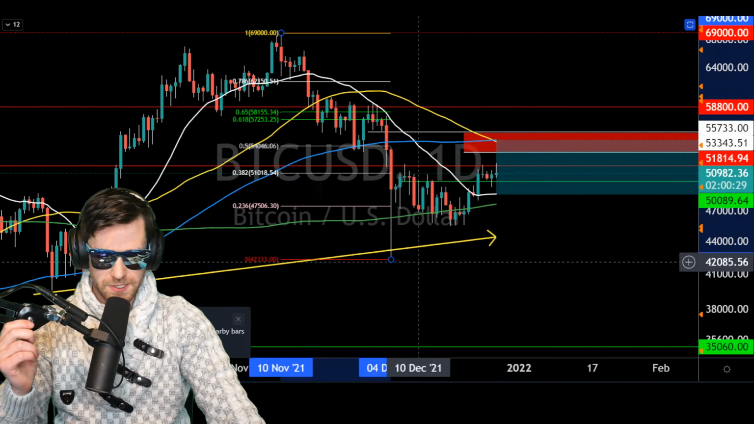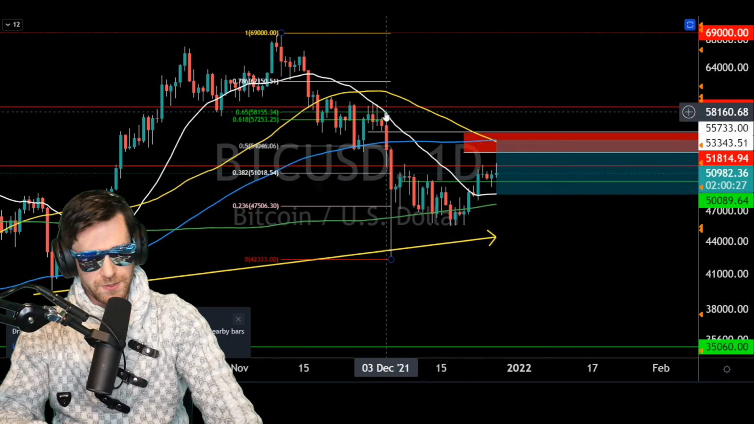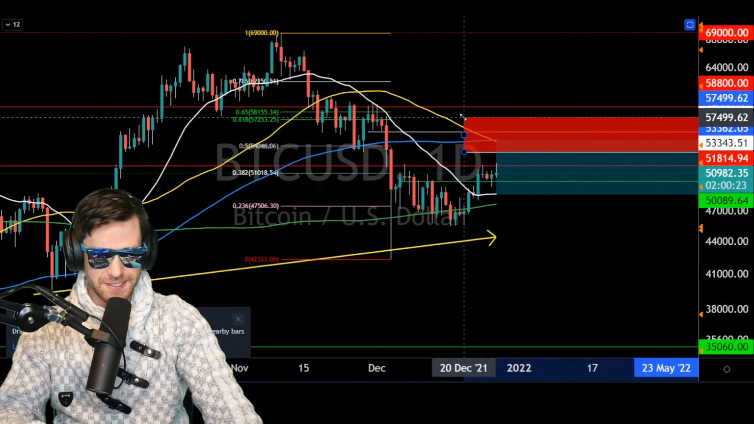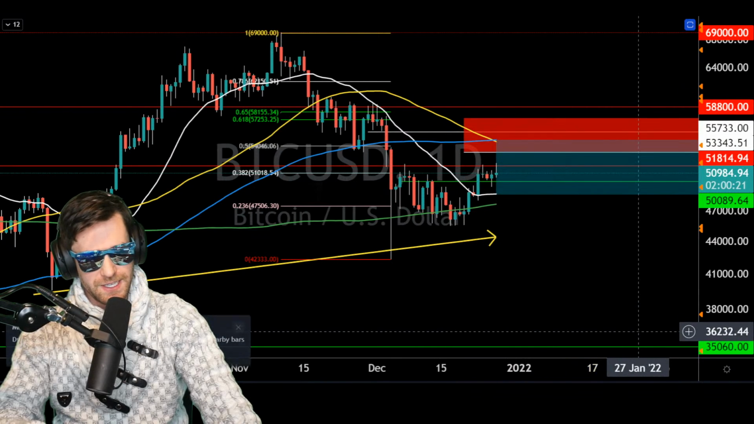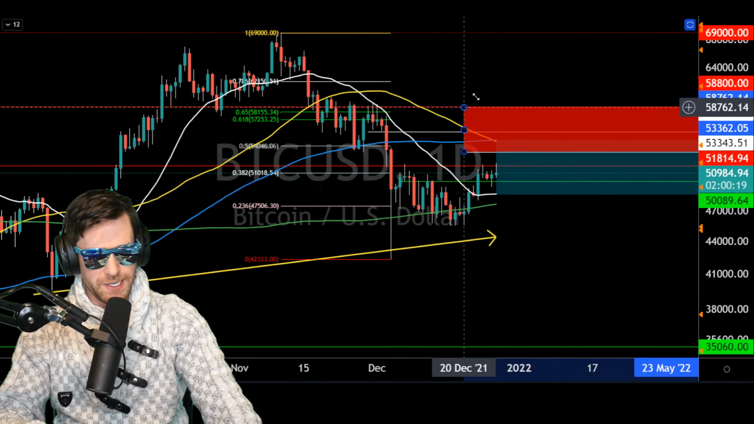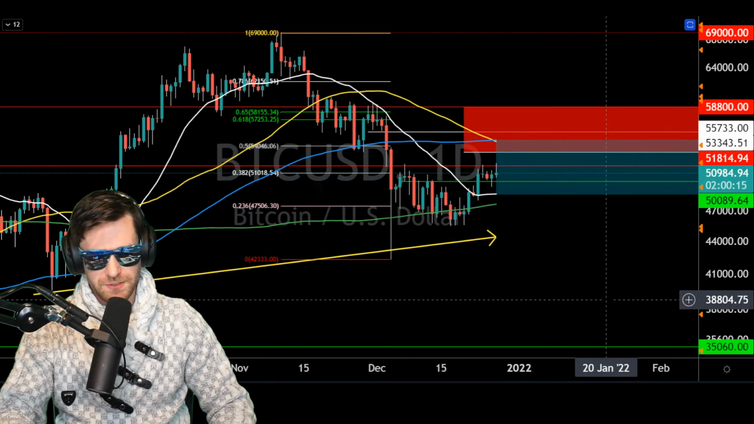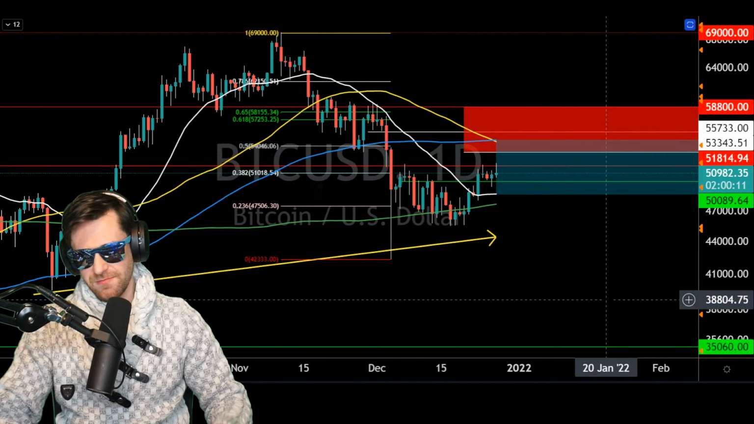There's a bunch of resistance here, isn't there? A golden pocket from our swing high to swing low, really close to our zone of resistance. I am hesitant to do this because I feel like that range is just getting too big. And at that point, why not just make it to 58.8? I might as well. That's just too big of a range. 53.3 to 58.8. That's 10%.